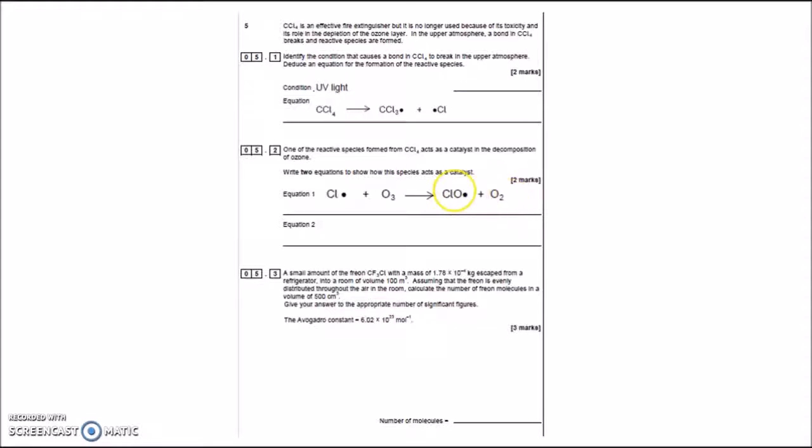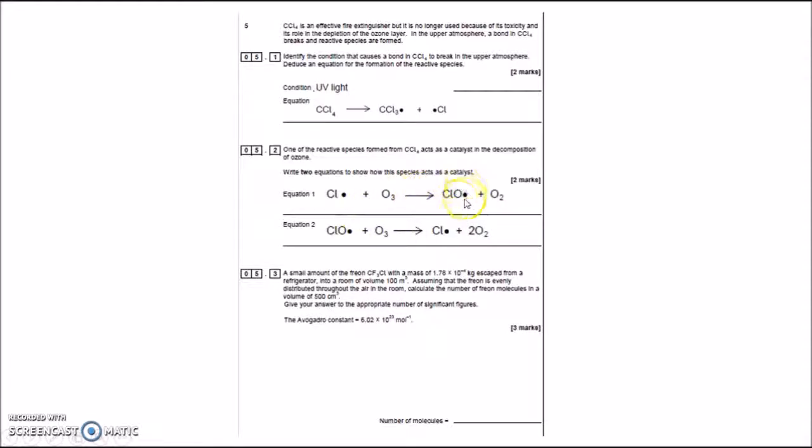Now, what actually happens is that it reacts again. So if it reacts again, what's going to be formed? Well, ClO dot is going to react again, with more ozone. The depletion of the ozone layer is because the radicals keep reacting with ozone. So ClO dot will react with O3. The only thing it can make is O2, and we can have a look at what's left over.